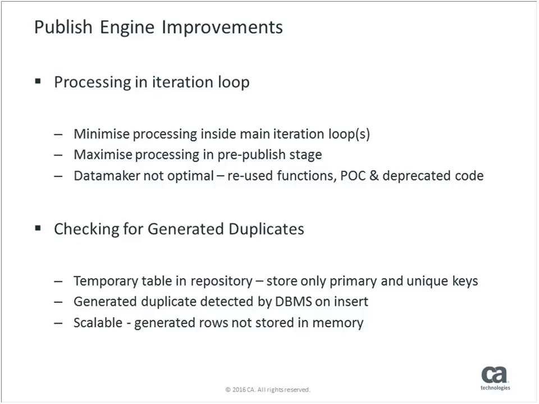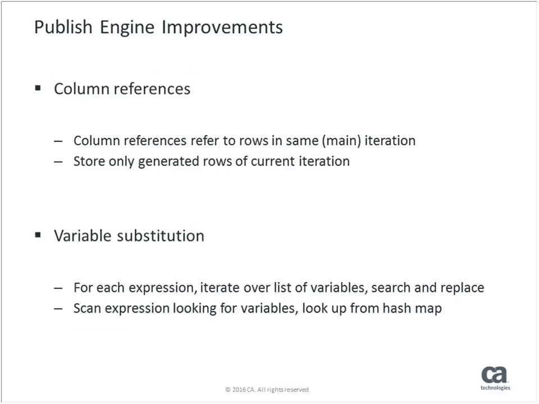We have also changed how we manage generator duplicates. So how do we handle it? How do we understand and find it? We use the DBMS on it rather than using our own implementation because it's already tested. It works. Why not just use what's already available to us in the database? Column references, we do not store all column references anymore. We only store the ones in the main iteration.